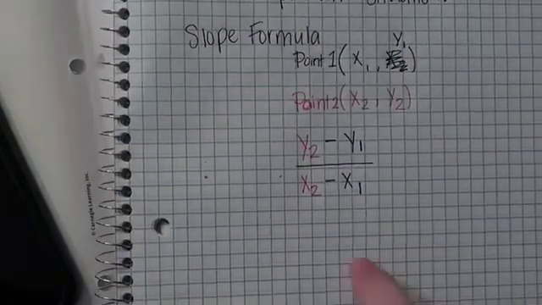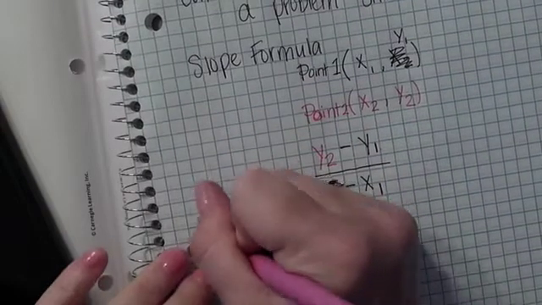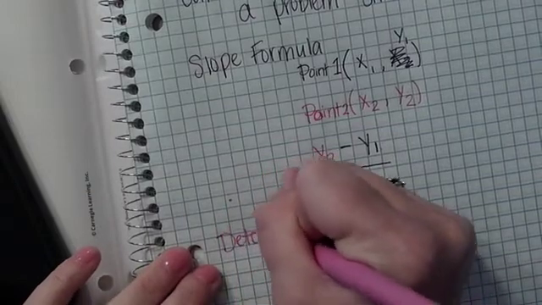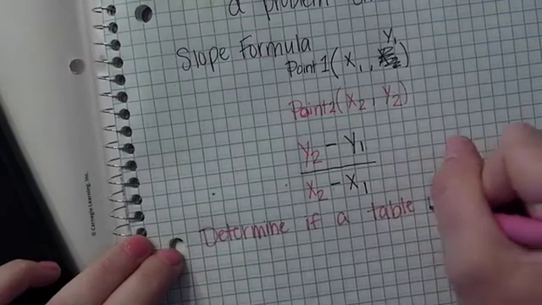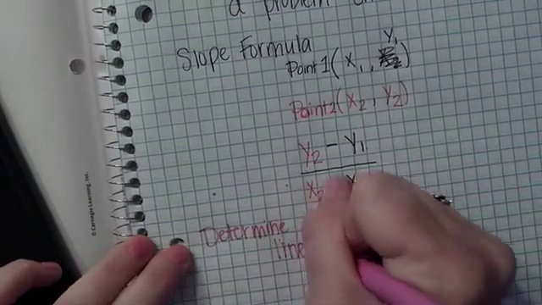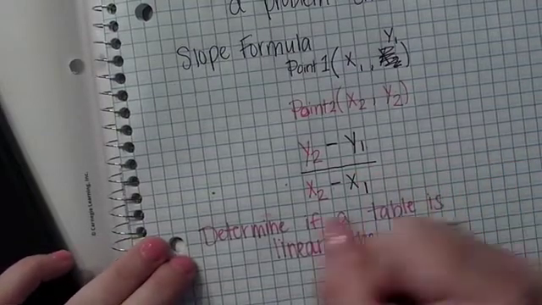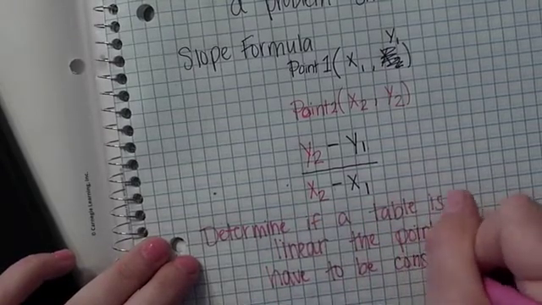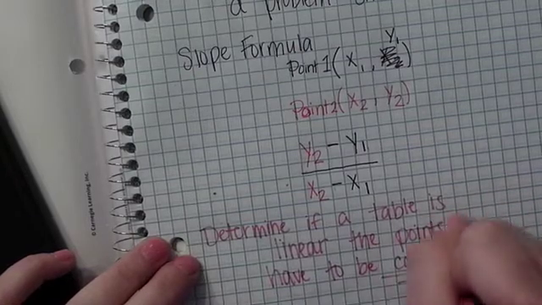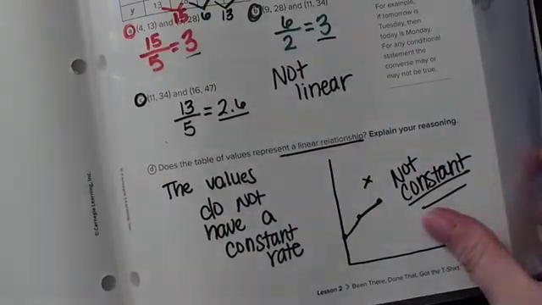Okay, I'm just going to add to the last set of notes that I was writing. So to determine if a table is linear, the points have to be constant. Okay, my pen was running out. Sorry, you can hear a plane flying over right now. So let's do these tables over here.